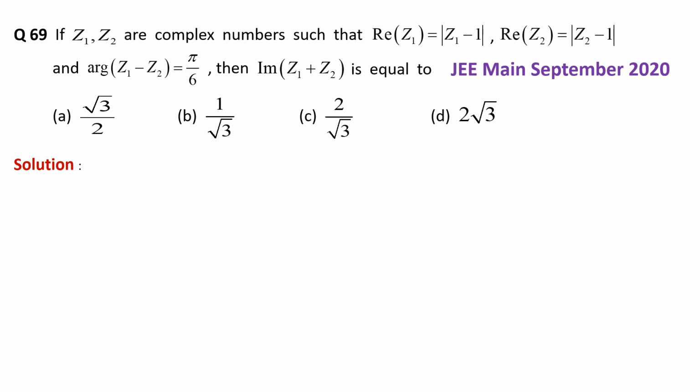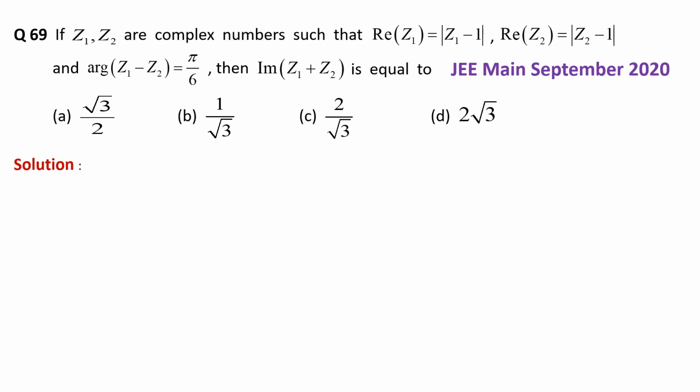Myself L.S. Nanda. Now in our previous year question series of JEE Main and JEE Advanced, this is today's question. It says if Z1, Z2 are complex numbers such that real part of Z1 equal to mod of Z1 minus 1, real part of Z2 equal to mod of Z2 minus 1 and argument of Z1 minus Z2 equal to pi by 6, then imaginary part of Z1 plus Z2 is equal to.